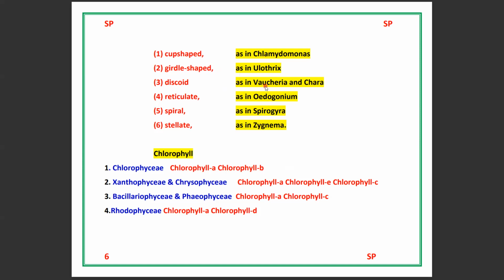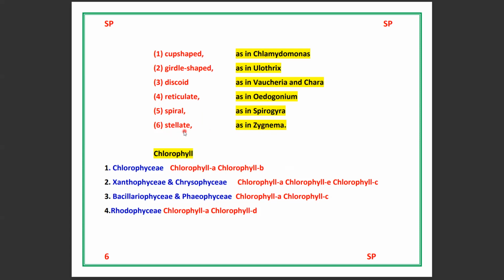Discoid in Vaucheria and Chara. So in Vaucheria and Chara, discoid type of chloroplasts are seen. In Oedogonium, the chloroplast is reticulate, or net-like structure. Spiral in Spirogyra, so the chloroplast is arranged in a spiral manner. That's why the alga gets the name Spirogyra. And stellate, a star-like chloroplast, is seen in Zygnema.